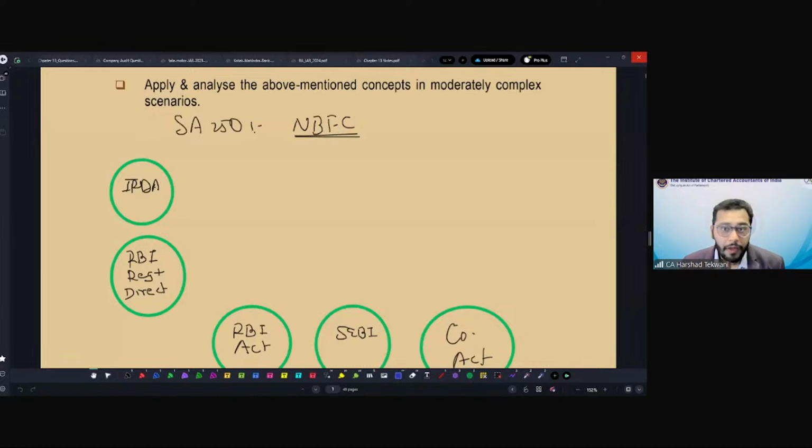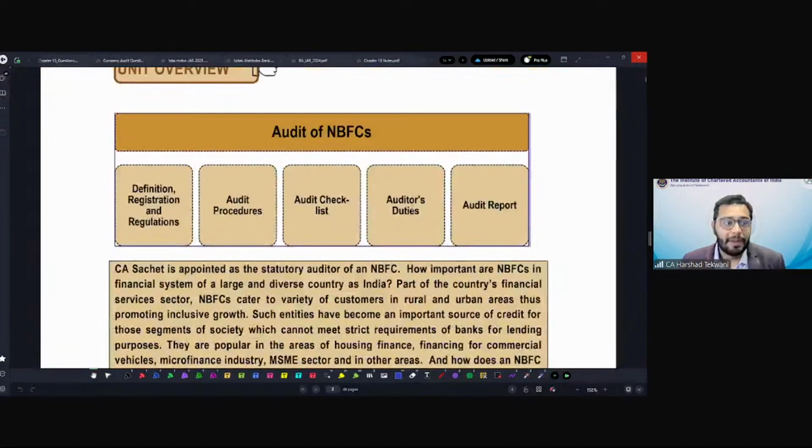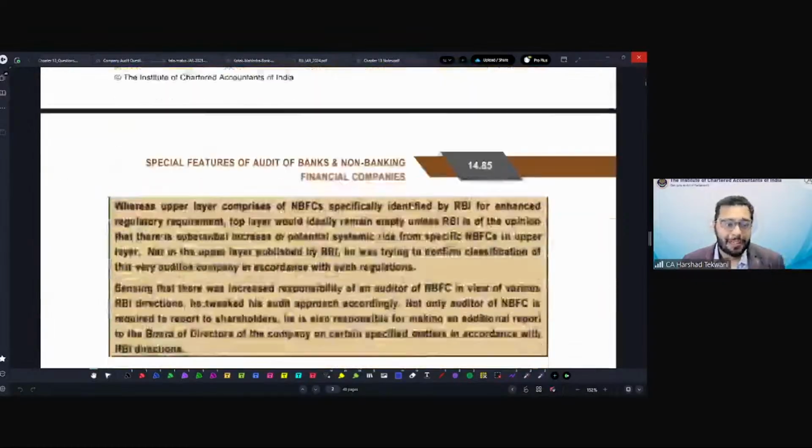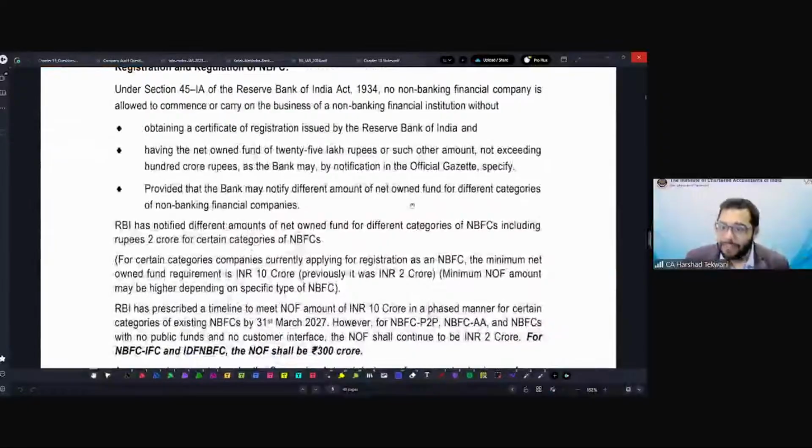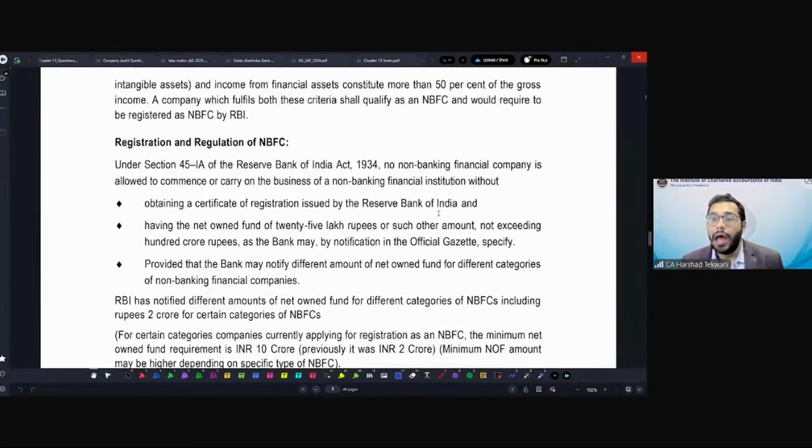When it comes to the NBFC, we discussed the various acts that are applicable, and why the NBFC is a critical entity when it comes to the audit. Then we discussed the various types of NBFCs, which are based on categorization, on scale. Then we discussed the RBI Act, Section 45 IA.